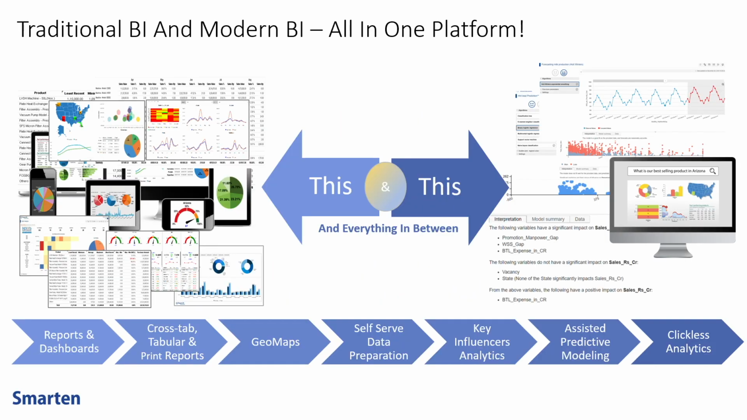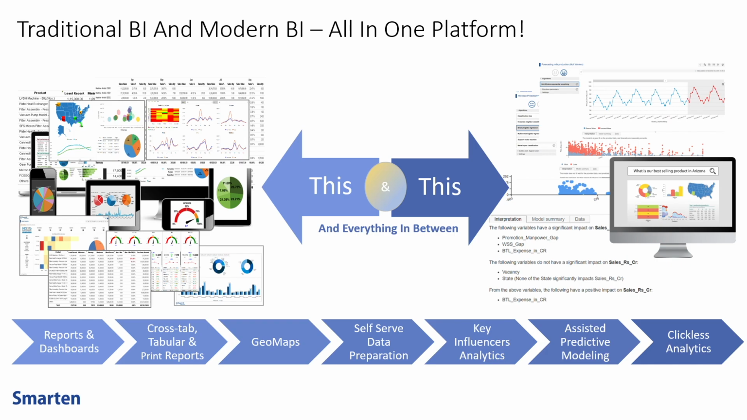Here is a brief overview of Smarten. Smarten is an innovative combination of traditional and modern business intelligence components. With this unique combination, you get browser-based self-serve BI tools, traditional components like reports, dashboards, cross-tab and tabular and print reports, geomaps, and other components.